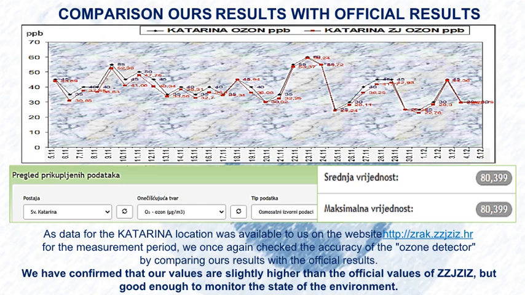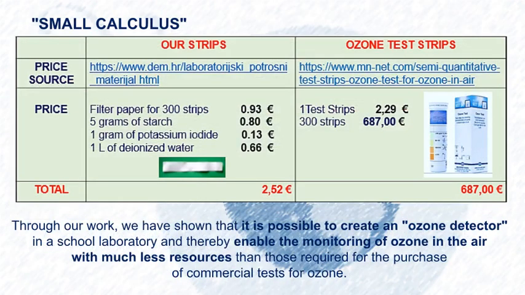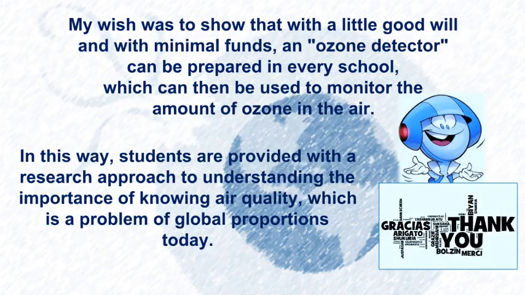Through our work, we have shown that it is possible to create an ozone detector in a school laboratory, and thereby enable the monitoring of ozone in the air with much less resources than those required for the purchase of commercial tests for ozone (2.52 versus €687). My wish was to show that with a little goodwill and with minimal funds, an ozone detector can be prepared in every school, which can then be used to monitor the amount of ozone in the air.